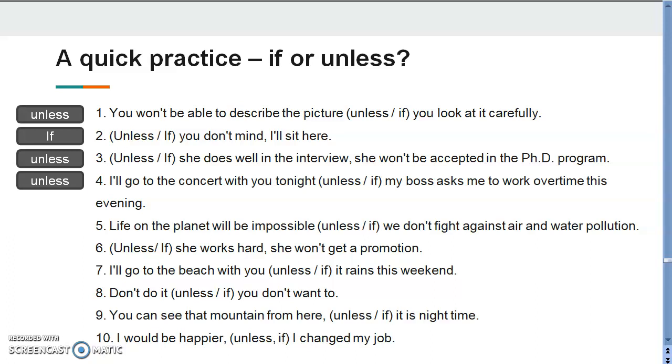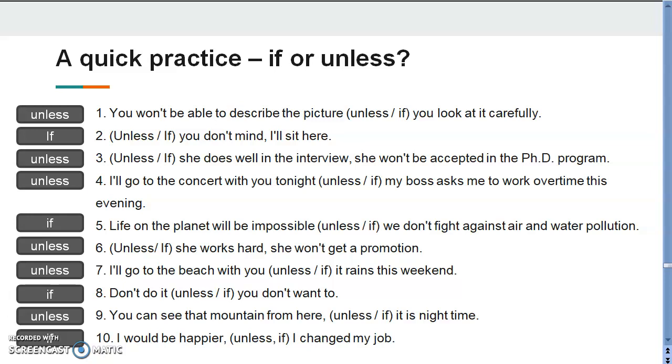I'll go to the concert with you tonight unless my boss asks me to work overtime. I won't go to the concert if my boss asks me to work overtime. Again, the opposite way round. Pause the video now and try the last few sentences. Okay, there are the answers to the last 6 sentences.